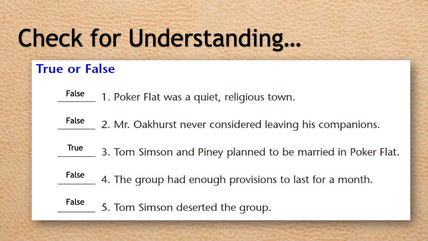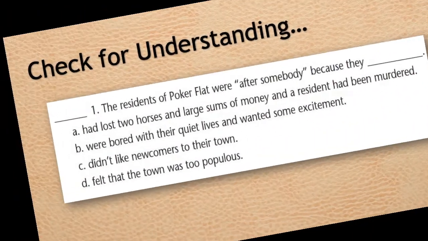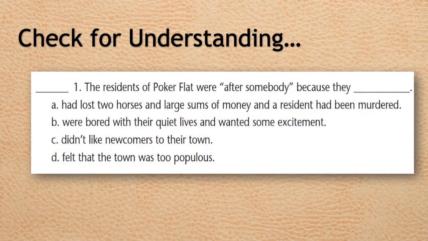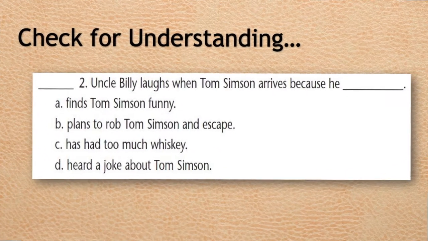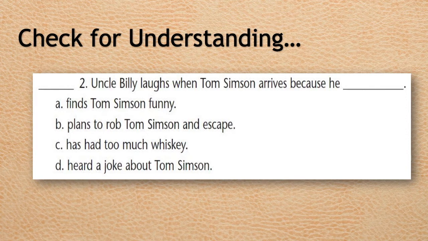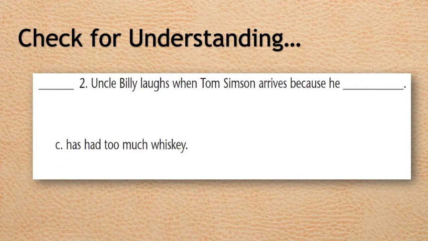Let's do a couple multiple choice questions. The residents of Poker Flat were after somebody because what had happened? Yeah, they had lost 2 horses, large sums of money, and somebody had even been murdered. So they figure it's time to clean up their town. How about this one? Uncle Billy laughs when Tom Simpson arrives because Uncle Billy's drunk. Yeah, he's had too much whiskey.